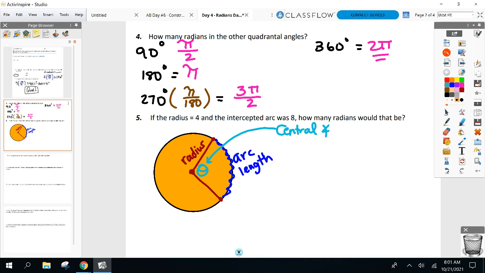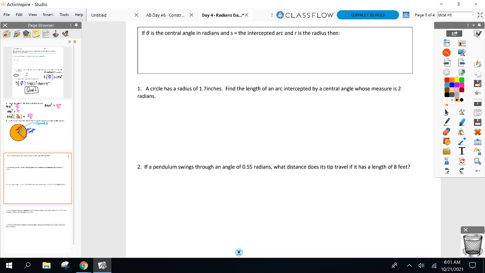Okay. Using radians, we can find this angle. So I'm going to come back to number 5 right now. I want to give you the formula we're going to be working with right now. Okay. So if you just flip the page, there's a box at the top. We'll get back to number 5 here in a minute.